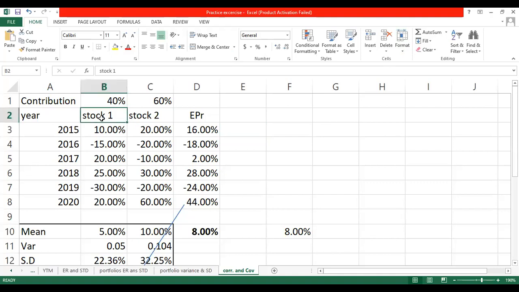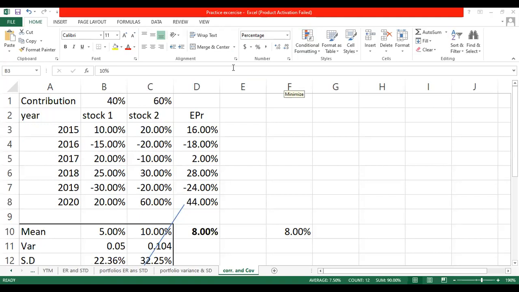Okay, this is another example where you have data of stock 1 and stock 2 for different years, starting from 2015 to 20. We have stock A and stock B, you can call it stock 1 or stock 2, and having annual returns. You are a bit familiar with how we can calculate that annual return, using the capital asset pricing model or holding period return. Or even if you have monthly data, you can convert it into the annual return.